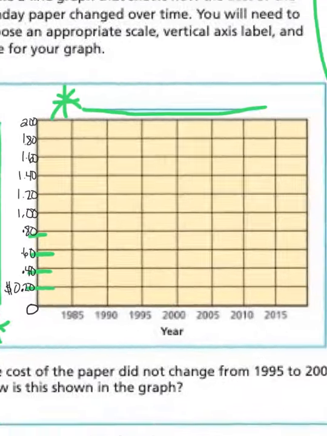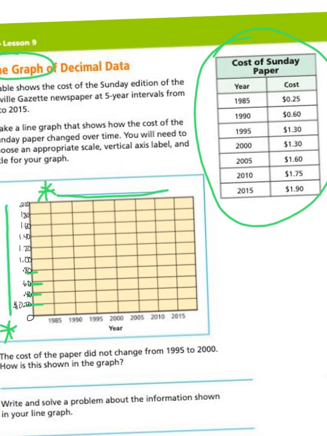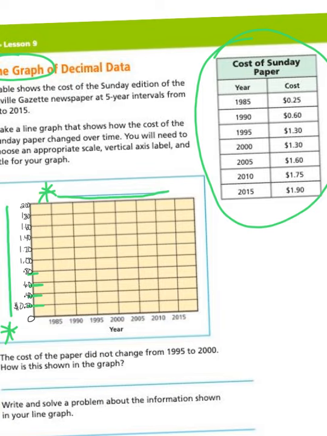Let's look back at that, make that a little smaller so you can see. And you have your chart. So it looks like in 1985 it was 25 cents. So that's going to be just a little bit above where the 20-cent is. Maybe right in here, and you're going to put a little dot there. And then in 1990, it's at 60 cents, so right on the crossbar. And then you're going to connect those. So that's a line graph. So you can finish out the rest.